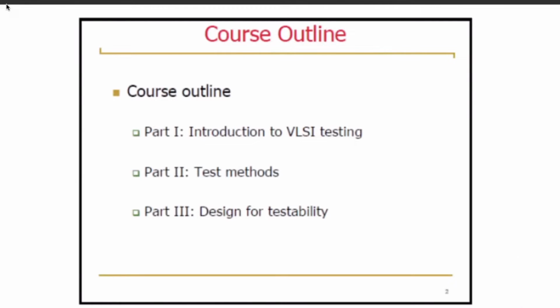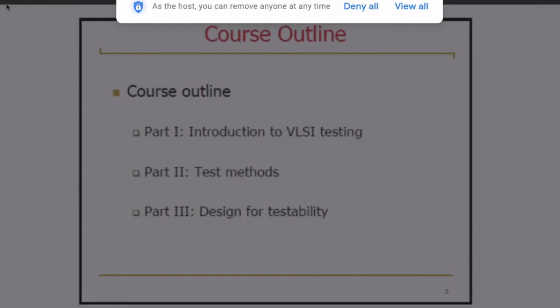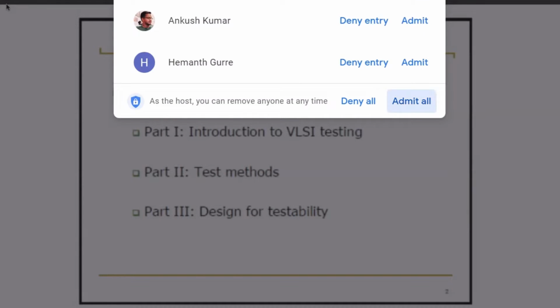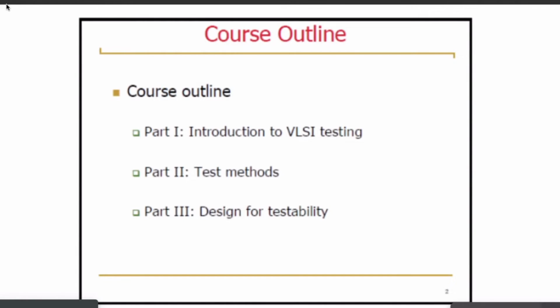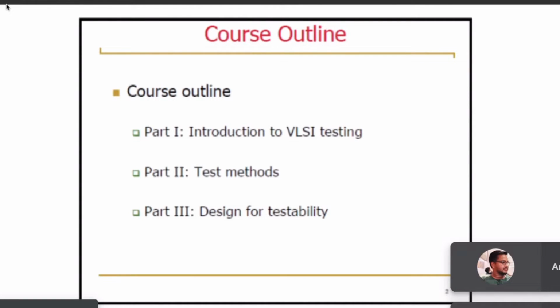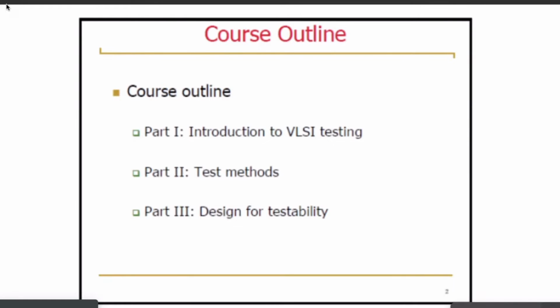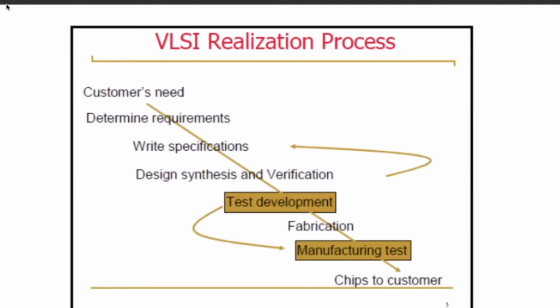Now, in this course, as we have written over here, we have three parts. The course is divided into three units. The first unit is introduction to VLSI testing, the second unit is about test methods, and the third is design for testability. So in this lecture, we will see what the contents of these three units are and what the outcome will be after concluding all three units of the course. Especially, we will elaborate the first unit, introduction to VLSI testing, in today's session.